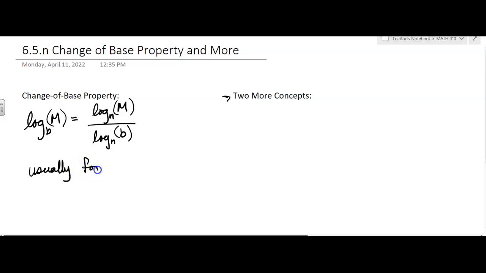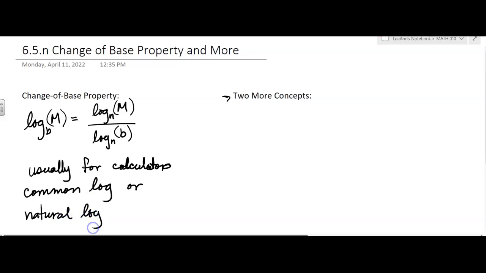Now usually for calculators, a lot of times we want to get a decimal approximation. We either use common log or natural log. A lot of textbooks will use the natural log because we use that for certain things, and it's a little less typing, ln as opposed to log. So a lot of times they will use the natural log, but common log's okay. But if you were stranded on an island and all you had was a logarithm table in base 5, you could change it into base 5 and use that table.